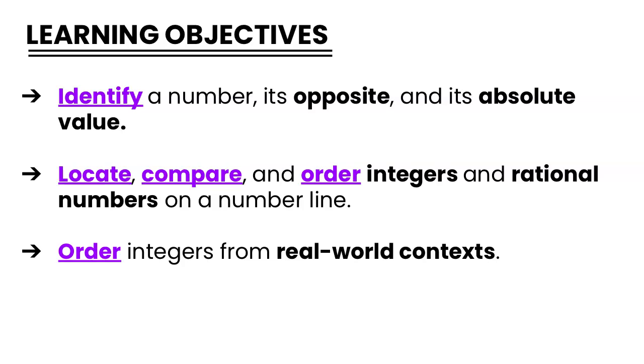Our learning objectives for the first part of this unit will be to identify a number, its opposite, and its absolute value. And again, as I mentioned, these will be new concepts to 6th grade. Then we will locate, compare, and order integers and rational numbers on a number line. And we will finish up the first part of the unit by ordering integers from real-world contexts. But we will also discuss in this video how to order rational numbers involving percents, decimals, and fractions as we look at the STAR released questions.